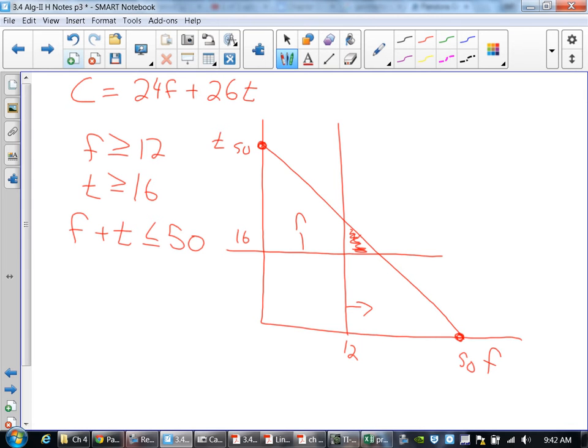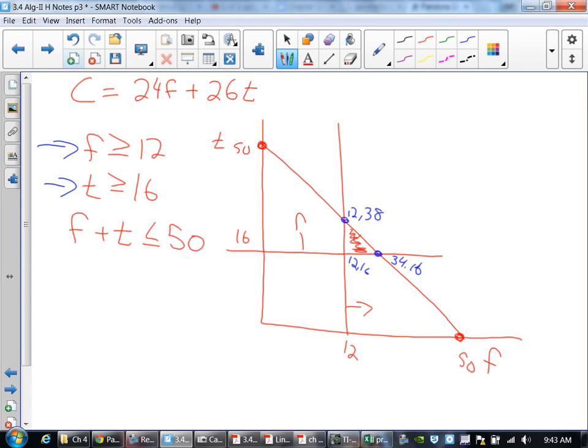These vertices should be really easy to find because you've got horizontal and vertical lines going through. So this is going to be at 12, 16. This is going to be at 12, and well, 12 plus what is 50? And then 16 and 34 is the other one. It's the x coordinate, so F is 12. 12 plus what is 50? It's direct substitution. These are the best ones when you have horizontal and vertical. There's a lot less math.